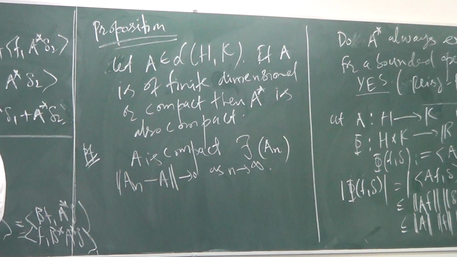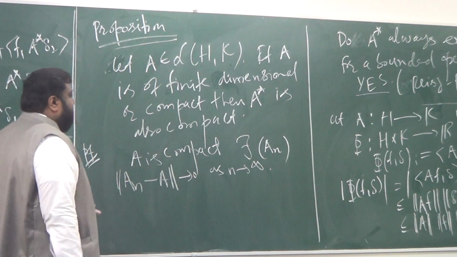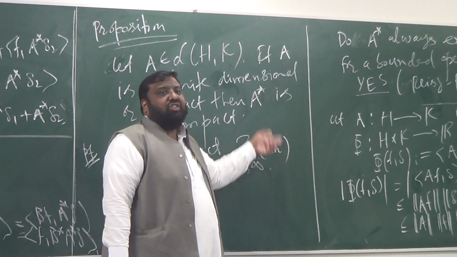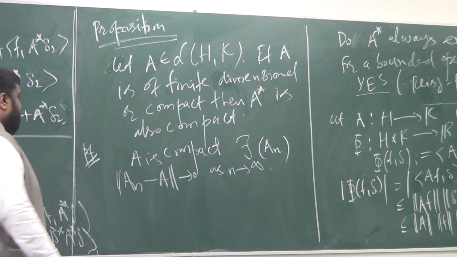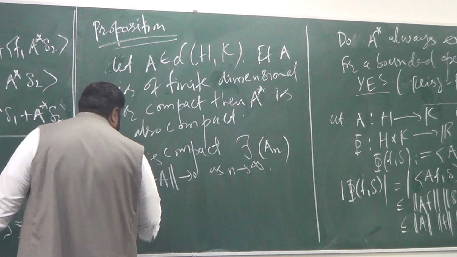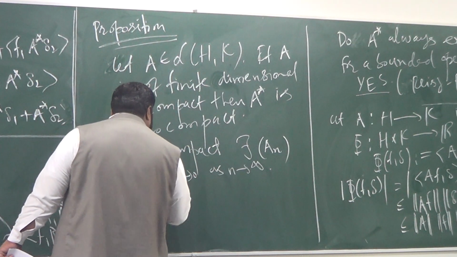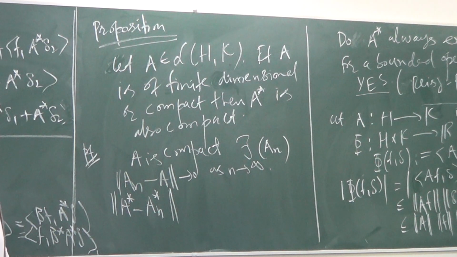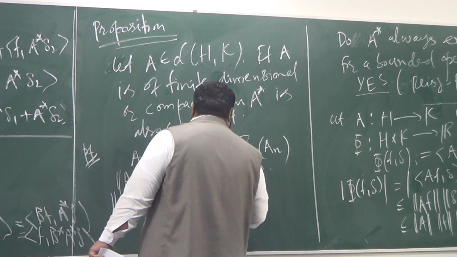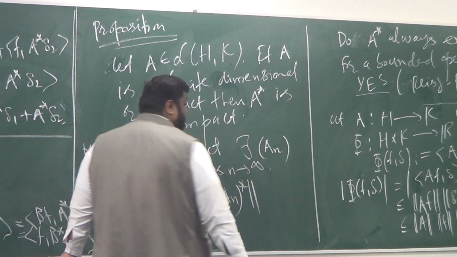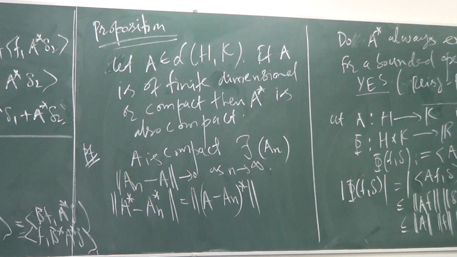Then, if this is the case, give me the sequence that approximates A star. The obvious thing that you can do is take the stars of all these, and think about whether it works or not. So think about A star and take the difference with A_n star. It will be (A minus A_n) whole star. So this must be the same as the norm of (A minus A_n) whole star. And what would this show?